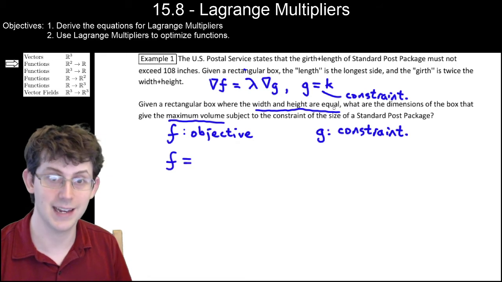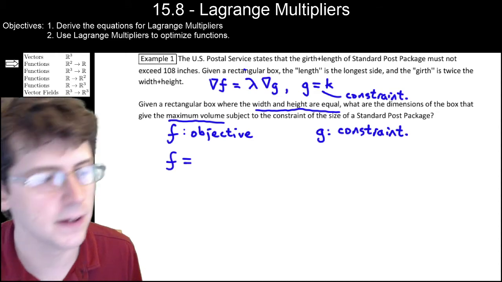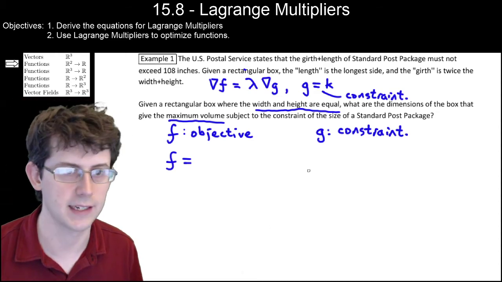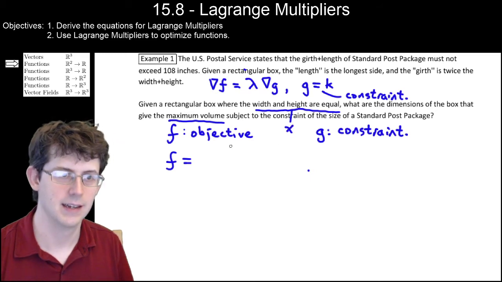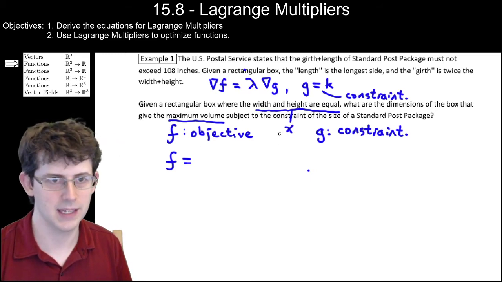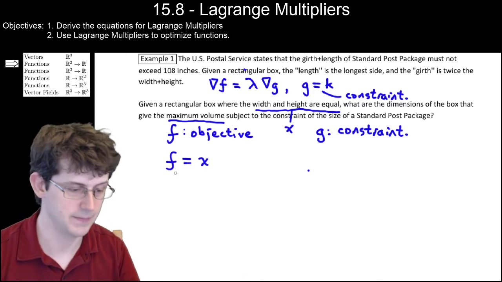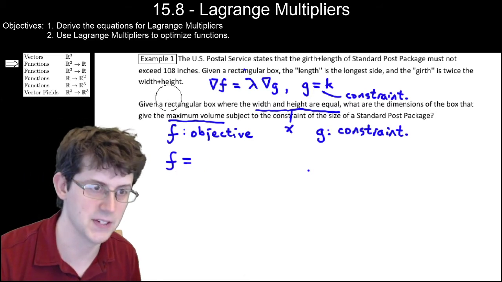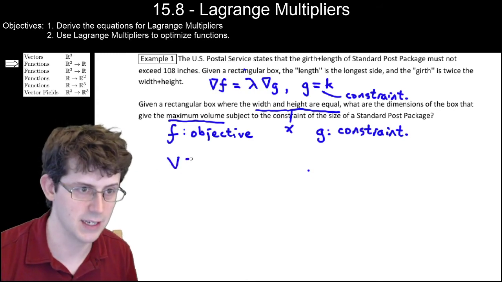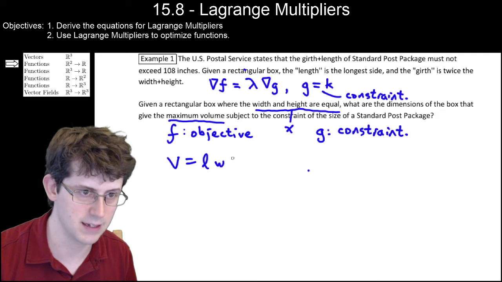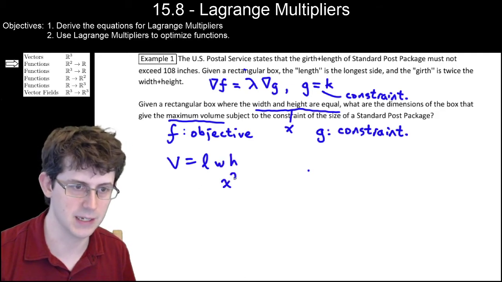If the width and height are equal, then we can call that, did we call it x or y in my Desmos graph? X. So we'll say that the width and height are equal to x, and we'll make the length be L. So we'll have the volume. This is so confusing with all these letters. I'm going to write that the volume is length times width times height, but width and height are equal, and we'll make those both be x, so this will be x squared.